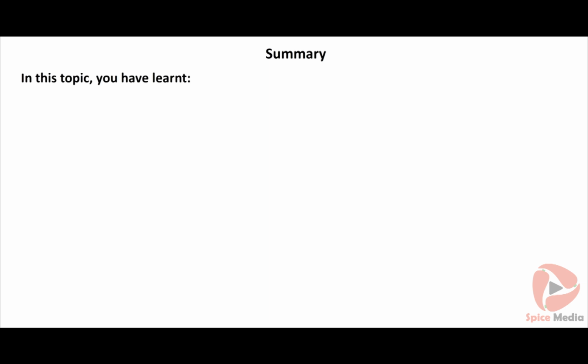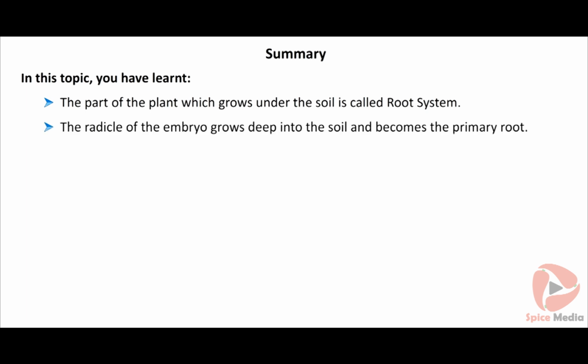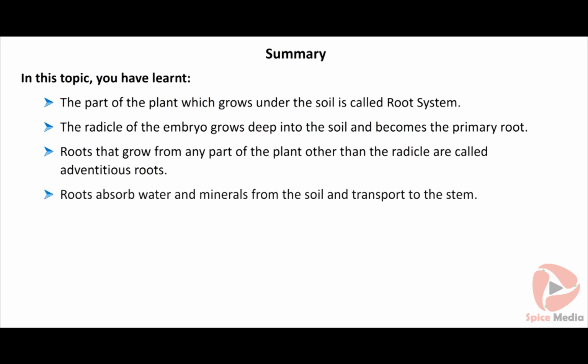In this topic, you have learnt the part of the plant which grows under the soil is called the root system. The radicle of the embryo grows deep into the soil and becomes the primary root. Roots that grow from any part of the plant other than the radicle are called adventitious roots. Roots absorb water and minerals from the soil and transport them to the stem.